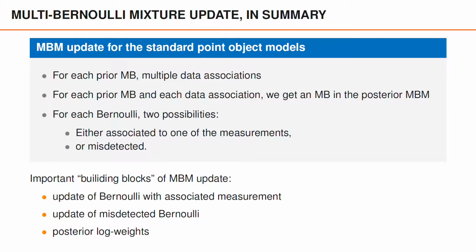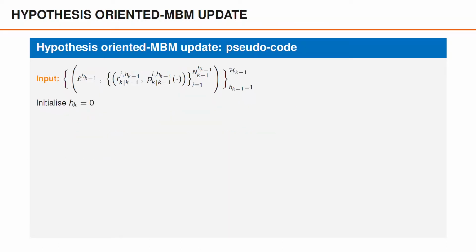a data association. And similarly to MHT, an implementation of a multi-Bernoulli mixture filter can be either so-called hypothesis-oriented or so-called track-oriented. And in this video, we will briefly explain a hypothesis-oriented MBM update. Later in the course, we will further discuss the computationally more efficient track-oriented MBM.